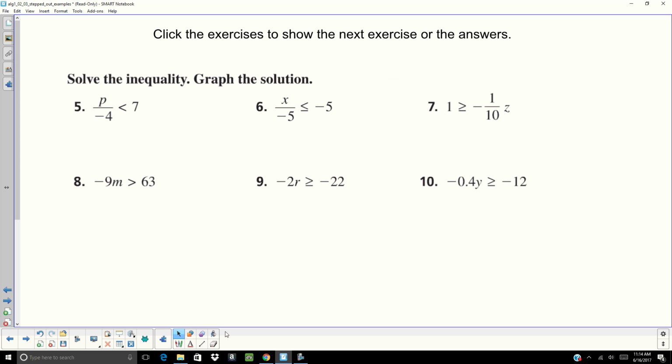All right, there are 6 problems for you to try on your own. Hit pause, try those problems. When you are done, check your answers.